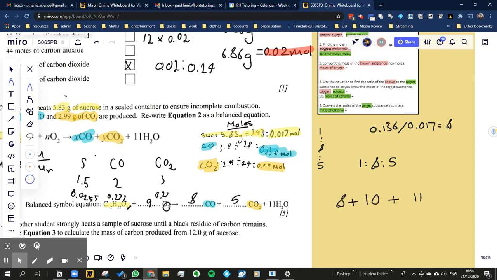Okay, so we've got 11 oxygens on the left. On the right, we've got 8 plus 10 from the 5 lots of CO2, and then the 11 from the H2O. So it's 8 plus 10 plus 11, take away the original 11 from the left. So we've got 8 plus 10, so that's going to be 18 oxygens, and O2, so we would need 9 moles of O2. So altogether, we've got 1 mole of sucrose reacting with 9 moles of oxygen to produce 8 moles of carbon monoxide, 5 moles of carbon dioxide and 11 moles of water.